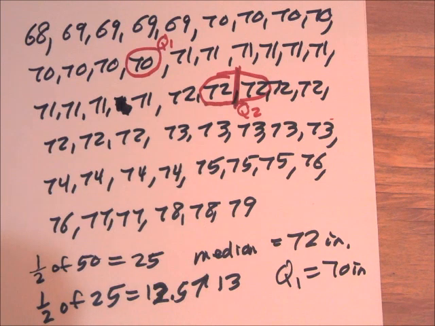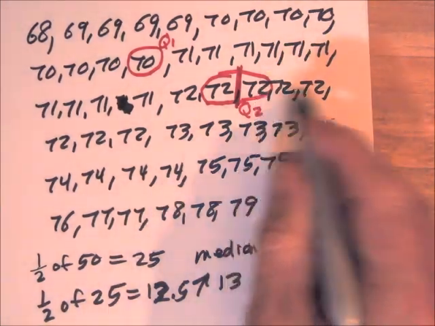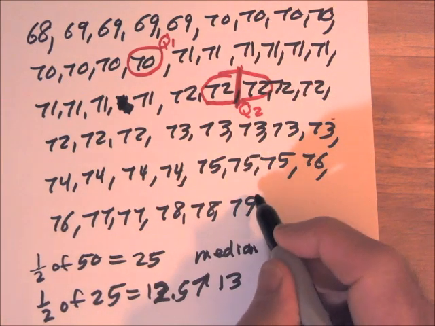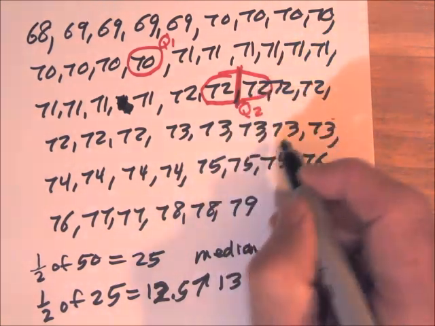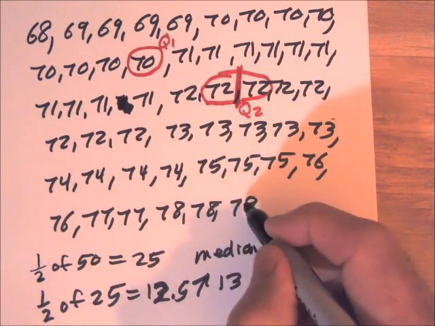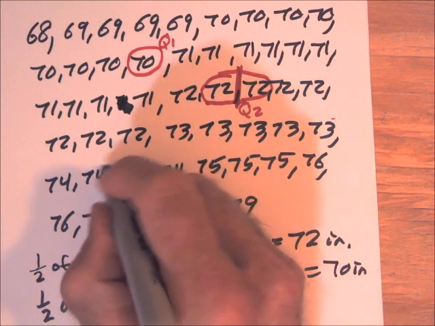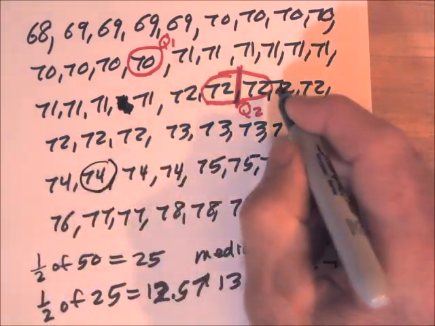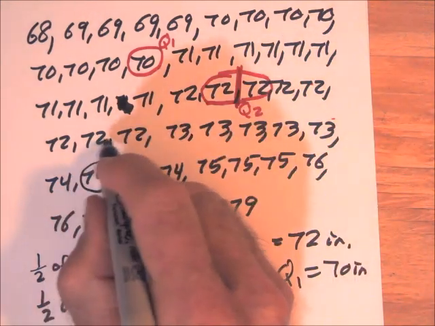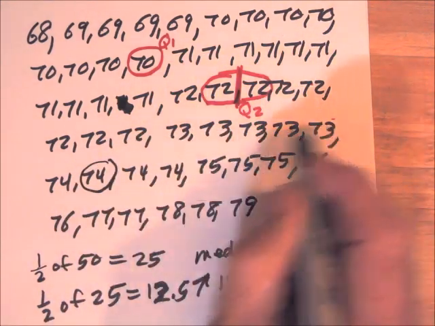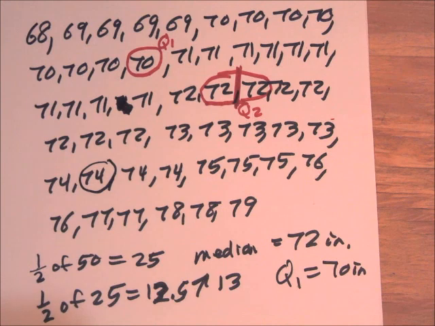And then Q3. There are also 25 numbers there, and it'll be the 13th from the middle to the top, or from the top to the middle. So it's 1, 2, 3, up to 13, or counting in this direction, 1, 2, 3, up to 13. So that's going to be Q3. That'll be 74 inches.